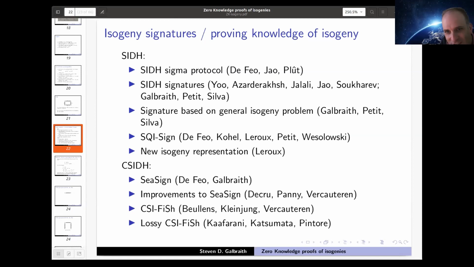Yeah, I was actually going to ask also about this. So this isogeny of different degree that the extractor can compute, is that still a hard problem to compute such an isogeny?